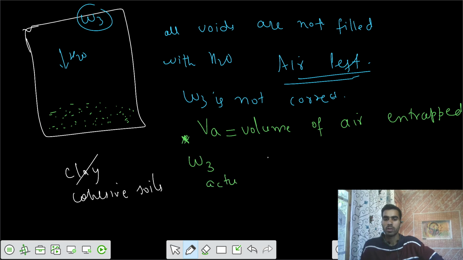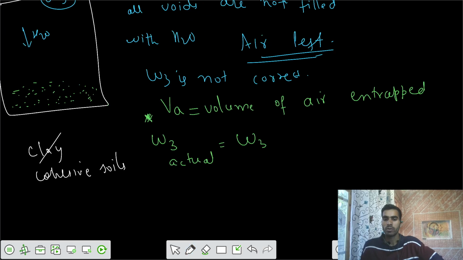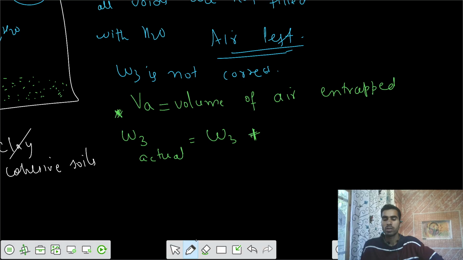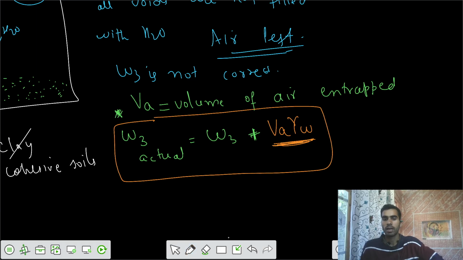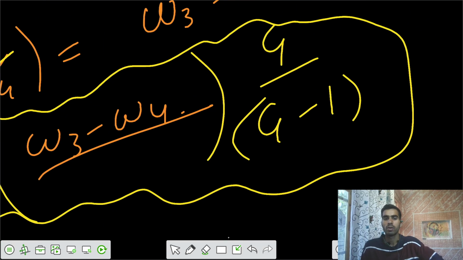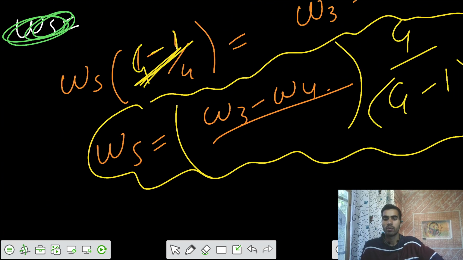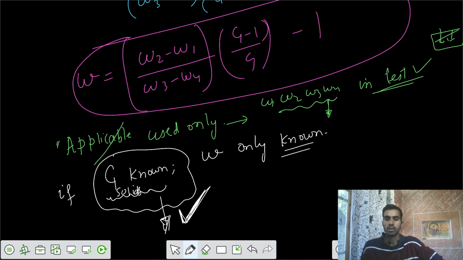W3 actual would be equal to the initial value of W3, and we have to add one more part. We have to add one more part because this volume VA was occupied by air, and air has zero weight. If there was water, we would have one more weight of water. That was actually this much amount of water. This is the weight of water for the volume of VA. So this is the actual W3 for that calculation. And finally you can write the equation here. This one we can modify. Finally this one is your W3 modified.